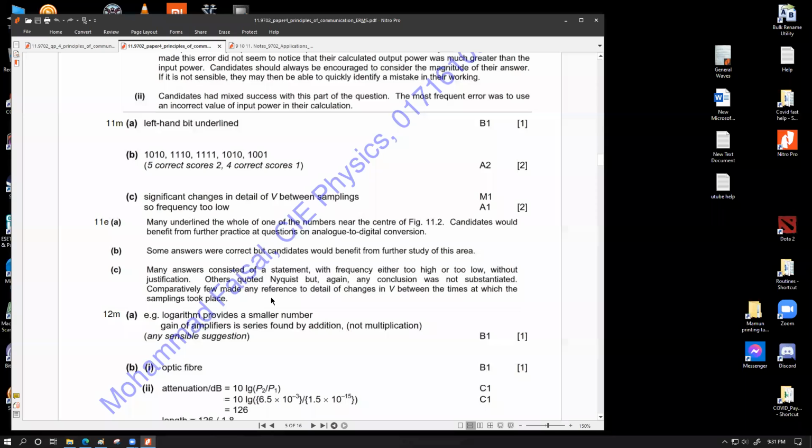This has nothing to do with Nyquist. Nyquist has nothing to do with these graphs. Comparatively few made the reference to detail of change in V between the times at which the samples took place. So this was mostly a wrongly answered question. Many of the students did not even understand how to approach this question in the first place.